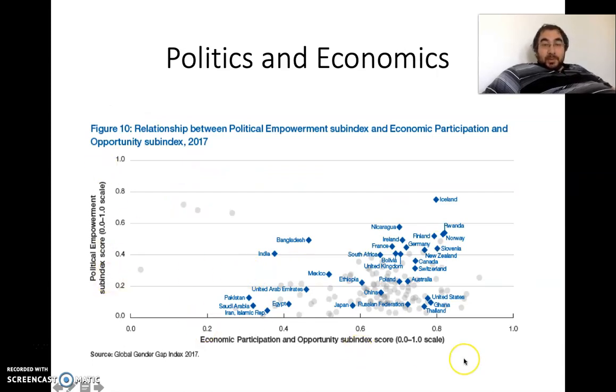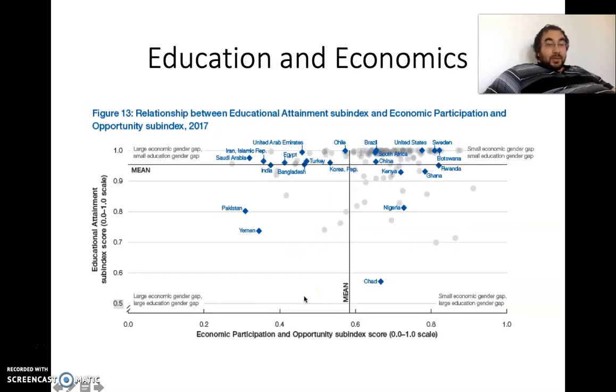Political empowerment and economic participation are maybe somehow correlated, although without economic participation, political empowerment more or less doesn't exist. India and Bangladesh might be some exceptions, but even with economic participation, in some cases, political empowerment might still not exist. So economic participation and opportunity might be necessary for political empowerment, except for India and Bangladesh, but not enough. Maybe something more is needed. Education and economics. Again, you see most countries here clustered at the top.